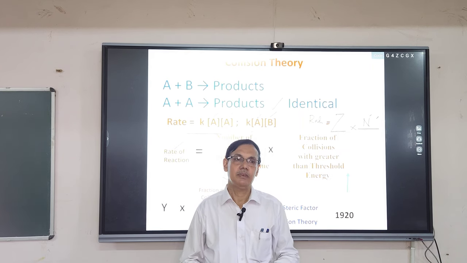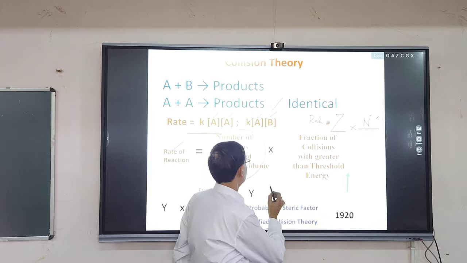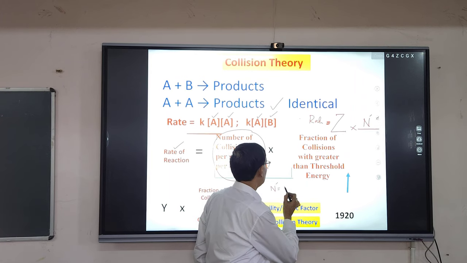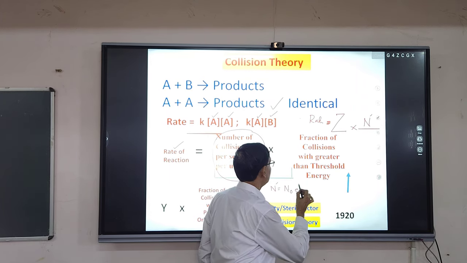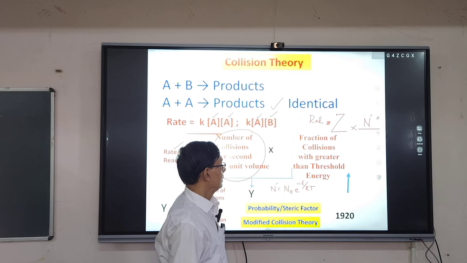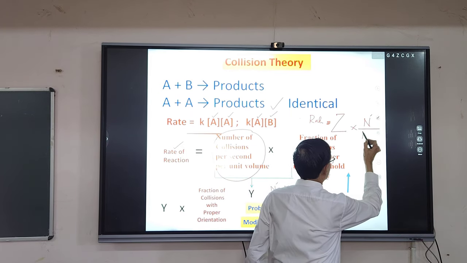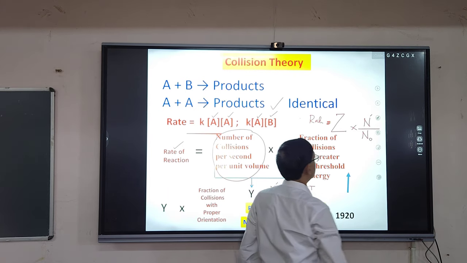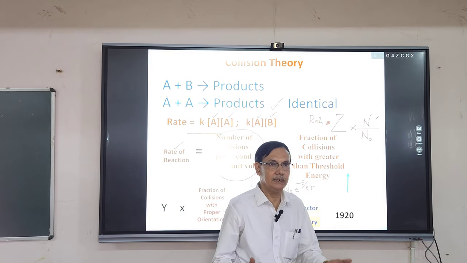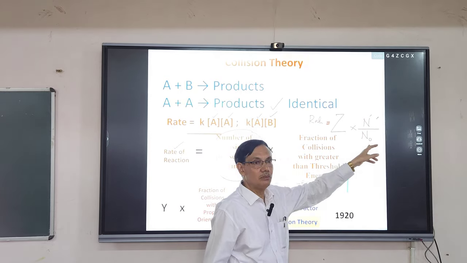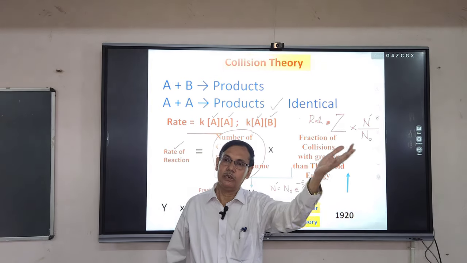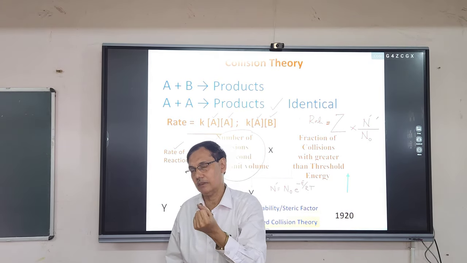You all know statistical mechanics, Maxwell-Boltzmann statistics. That is, n dash is equal to the actual number of molecules times exponential of minus E by RT. n dash means the number of molecules having energy greater than the threshold energy. N0 is the total number of molecules. Say 60 students are sitting here and 50 students are promoted into second semester. So I have to calculate the fraction of molecules.